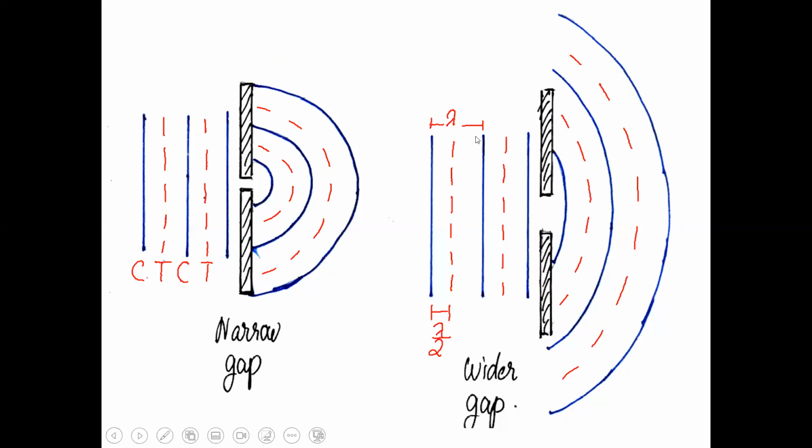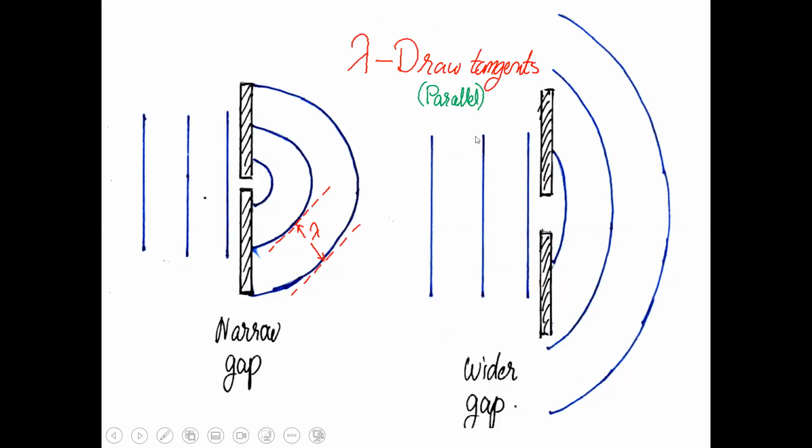When we want to show the crest, we have to draw continuous lines. And when we have to show the trough, we draw dotted lines. How do we measure lambda on a wavefront diagram? We draw parallel lines, the tangents, and we draw tangents to find the wavelength.